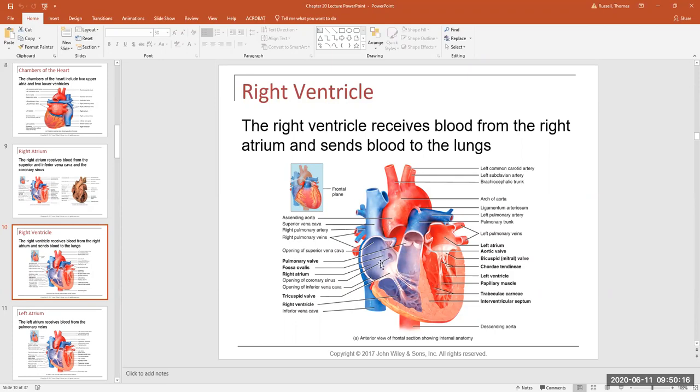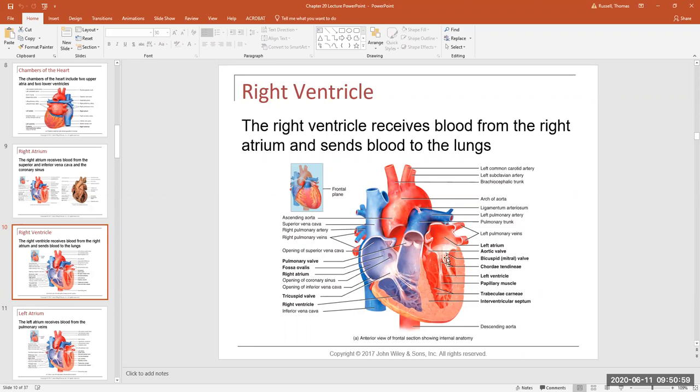Each one of these atria is separated from its lower ventricle via a valve. There are four valves in the heart that control the opening and closing to the ventricles. The valves that separate the atria from a ventricle on either side of the heart are generically called an atrioventricular valve, or AV valve. So here's the AV valve on the right side of the heart. It's technically called the tricuspid valve.